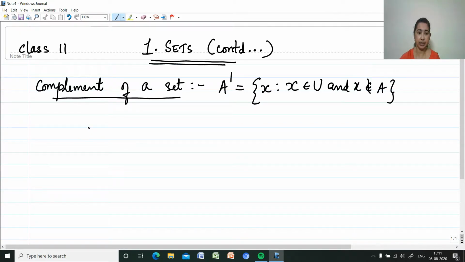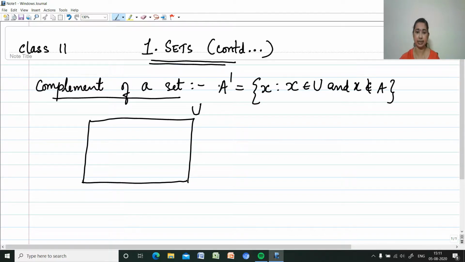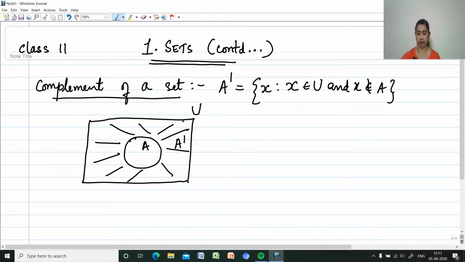If I represent it in a Venn diagram, I can show you like this. This is the universal set, the bigger set. If this is set A, then the outside region, which should be in the universal set but should not contain the elements of A, we call A complement. So A complement means the elements will be in the universal set, but will not be in the set A.